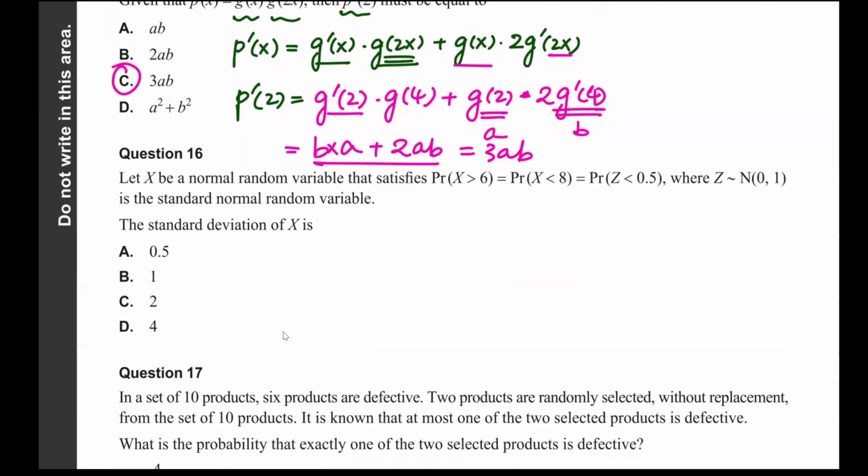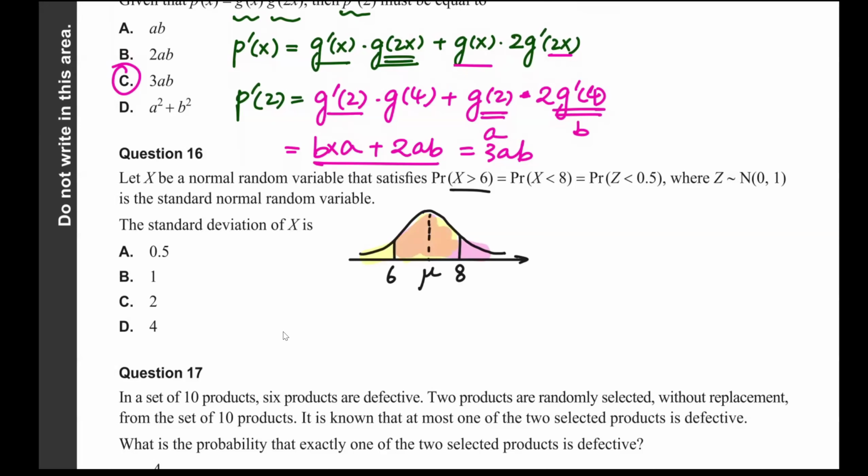Question 16: let X be a normal random variable that satisfies probability X greater than 6 equals probability X less than 8 equals probability Z less than 0.5. The way I treat it, usually I will visualize by looking at a very good symmetrical normal diagram. We don't know the mean value, so I just put it here. As you can see, X greater than 6 is here, maybe. And this area is equal to probability X less than 8, equal to this area.